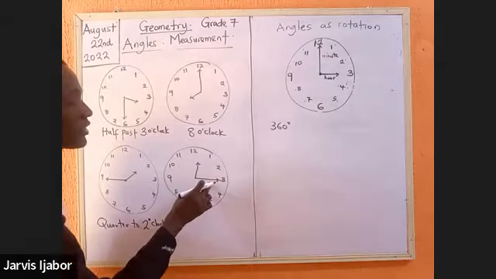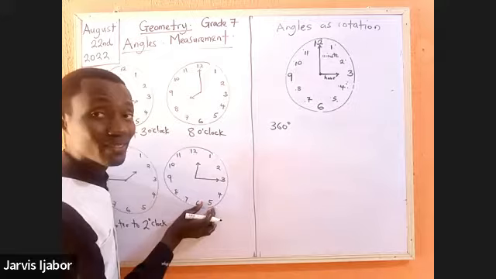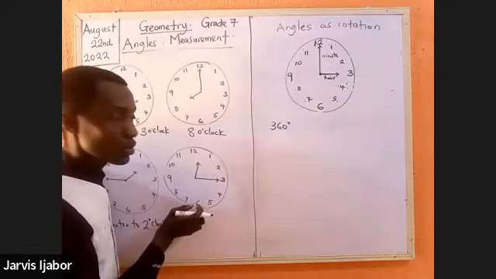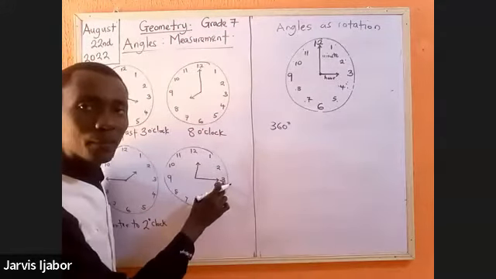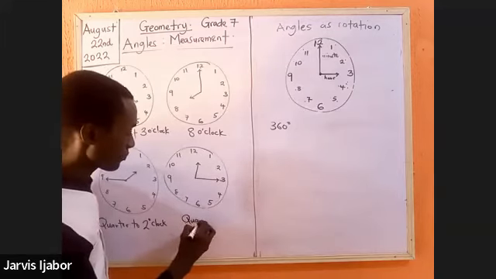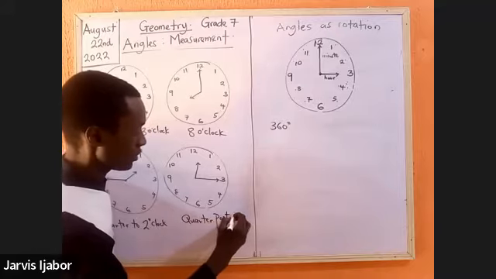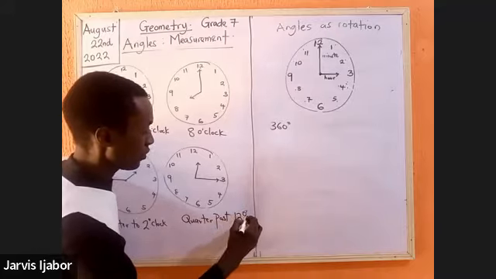Now, what about this one? This is at 3. Anything here is called past. Anything here is called to. So this will be at 3, it is quarter. So it will be what? Quarter past 12 o'clock.